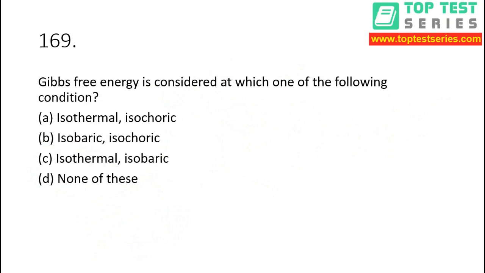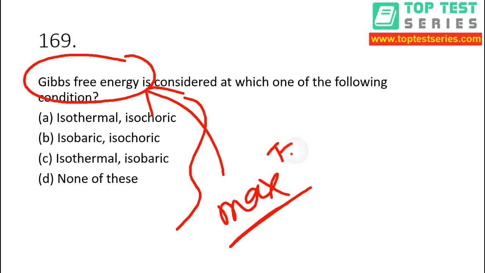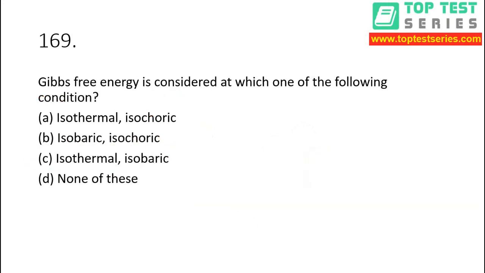Gibbs free energy is considered at which of the following conditions? So we have given 4 options: isothermal, isochoric, isobaric. So my dear, what is the main definition of Gibbs free energy? What do you understand by Gibbs free energy? That you need to know. Maximum useful work that can be obtained from the system is the Gibbs free energy. It is the definition of Gibbs free energy, right? So here it can take place at constant temperature as well as constant pressure. That means option C is the correct answer for this question.